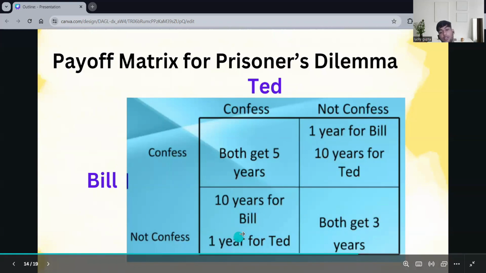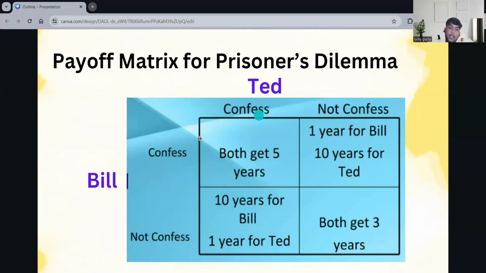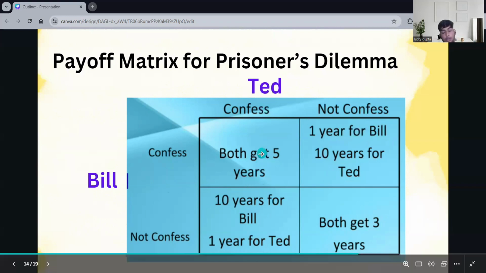Then here we will choose this. Obviously, in this column there is 1 year for Ted, versus 3 years. Obviously, Ted is always going to choose the first column. And suppose Ted confesses and Bill has to choose one, then what will Bill choose? Obviously, Bill will choose this. Both get 5 years. And if Ted doesn't confess, then Bill chooses the 1 year for Bill. So obviously, in both ways, Ted is choosing the first column and Bill is choosing the first row.